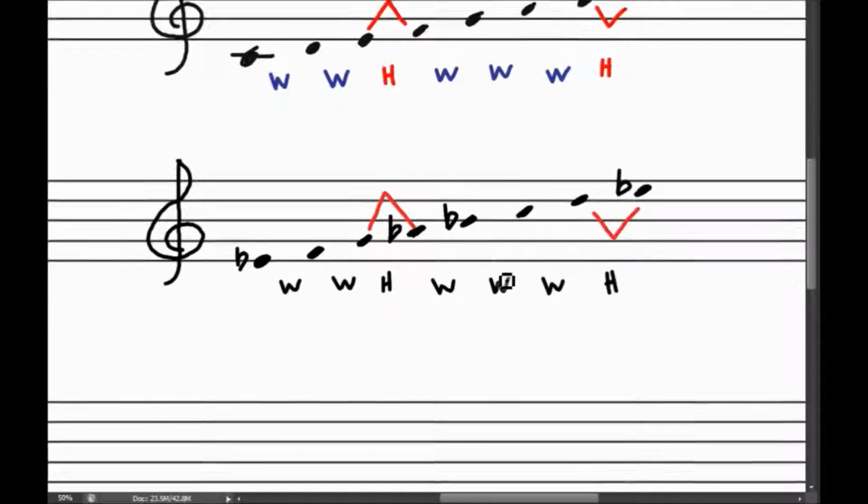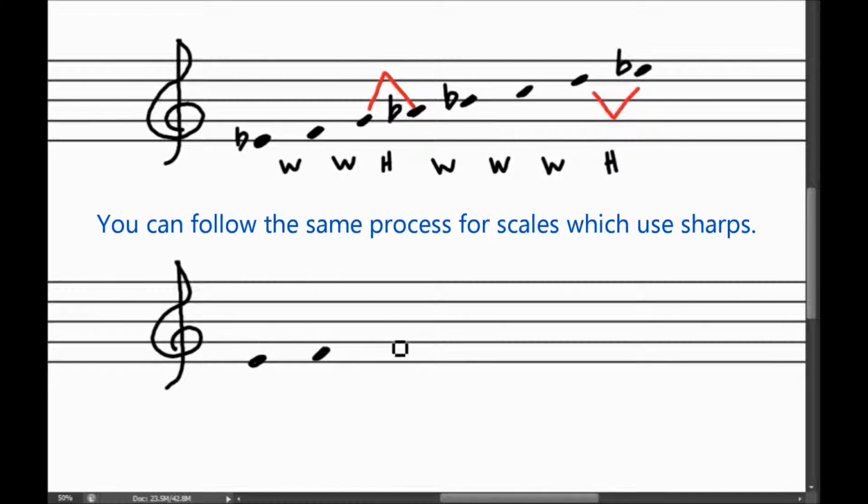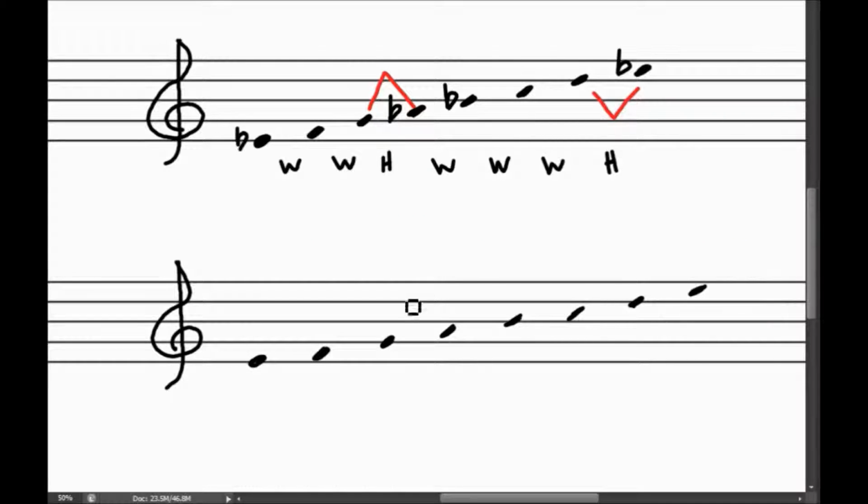Let's try the same thing with a sharp key. So we'll try it in E major. So again, I'm going to start by writing all of the pitches from E to E, and then I will add my accidentals where they need to go. So I'm going to remind myself where those half steps go, here between scale degrees 3 and 4, and here between 7 and 8. And then I'm going to go ahead and add my accidentals.